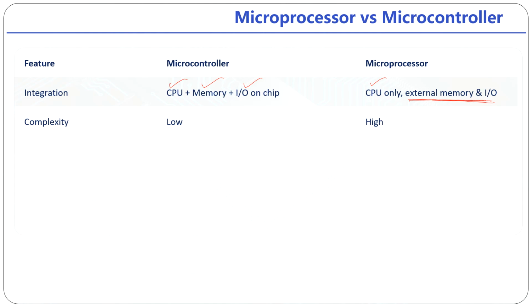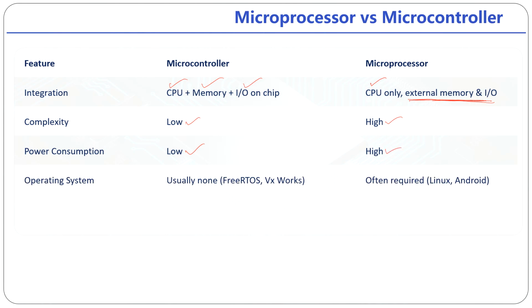Complexity. The complexity of a microcontroller is low and the complexity of a microprocessor is very high. Why? Because here we need to connect external devices and the processing ability is also more. So that's why the complexity is high here, whereas for the controller it is low. Why? Because it is used only for lower end applications and it is only suitable for dedicated applications. The power consumption is also low here, whereas for the microprocessor it is high.